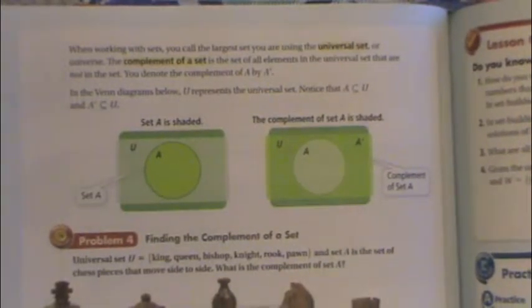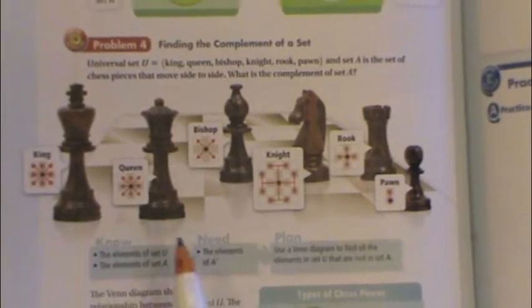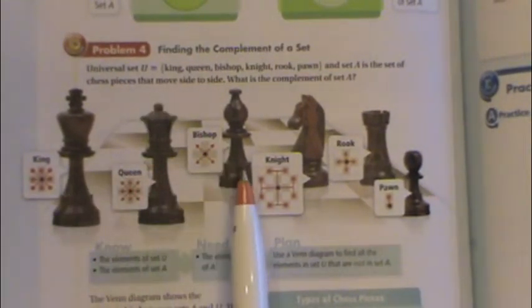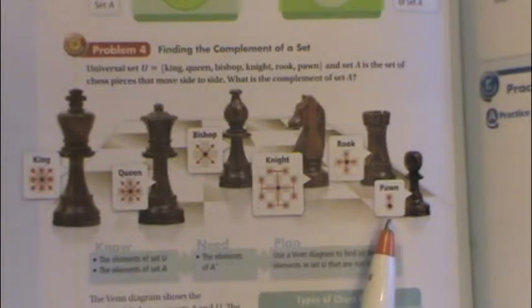So, problem 4, finding the complement of a set. For some of you, this is going to be fascinating because it involves chess, and for some of you, it's going to make you feel like this. I know, because chess drives you nuts. They are giving you the universal set, the whole set of king, queen, bishop, knight, rook, pawn. And set A is the pieces that can move side to side. I'm going to let you read through that because my talking is not going to make it any more clear. I'm going to move on to got it number 4.